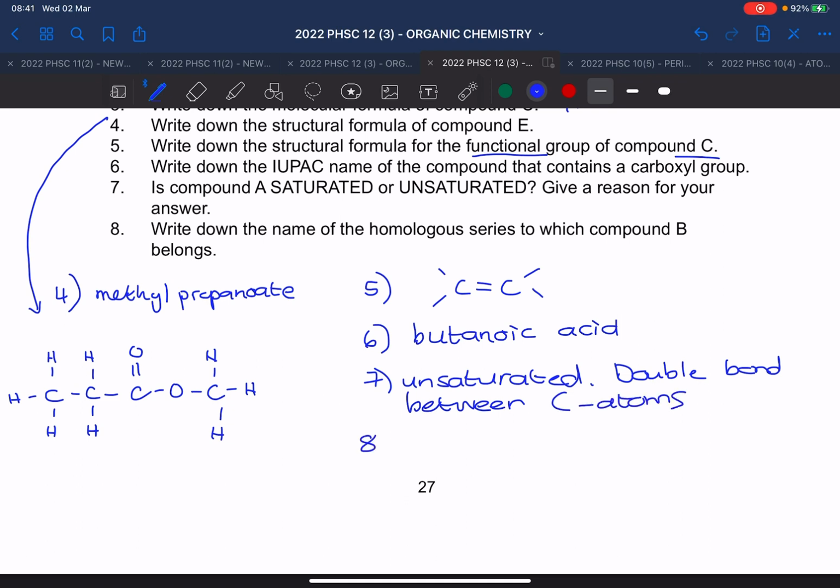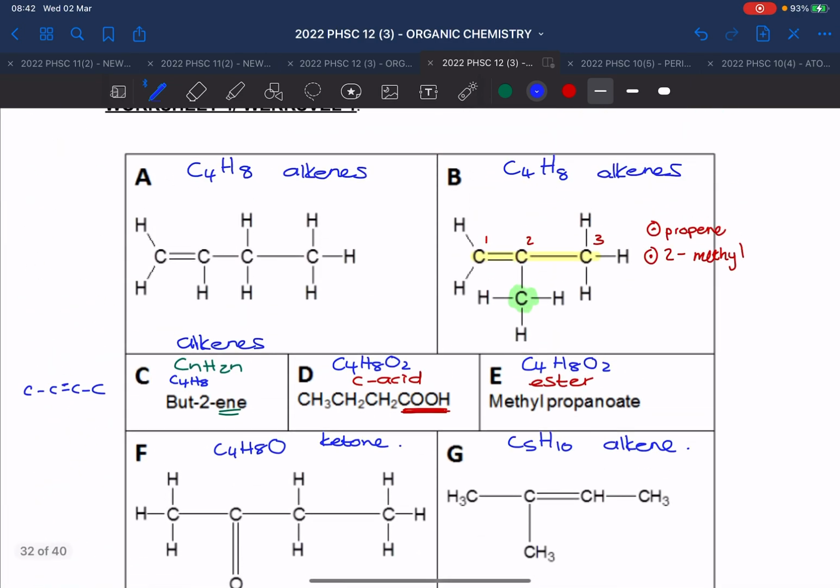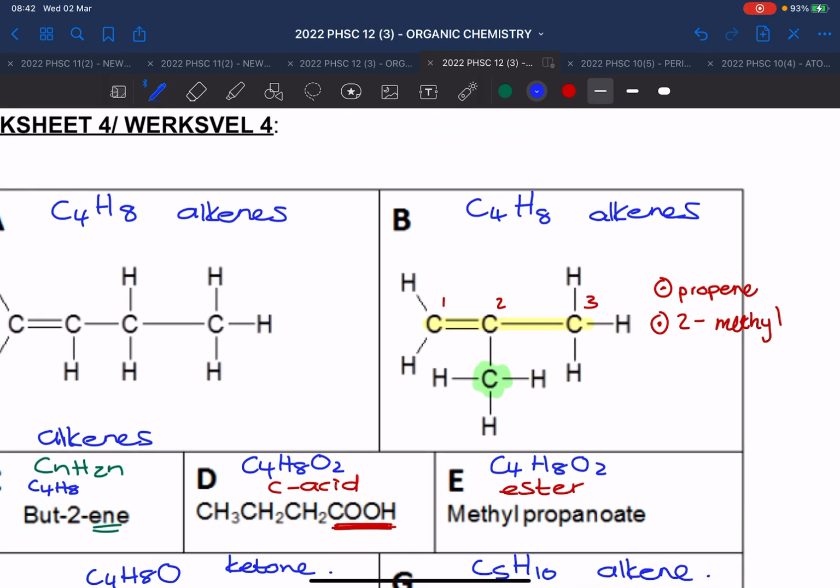Alright, and question 8. Write down the name of the homologous series to which compound B belongs. B belongs to the alkenes.